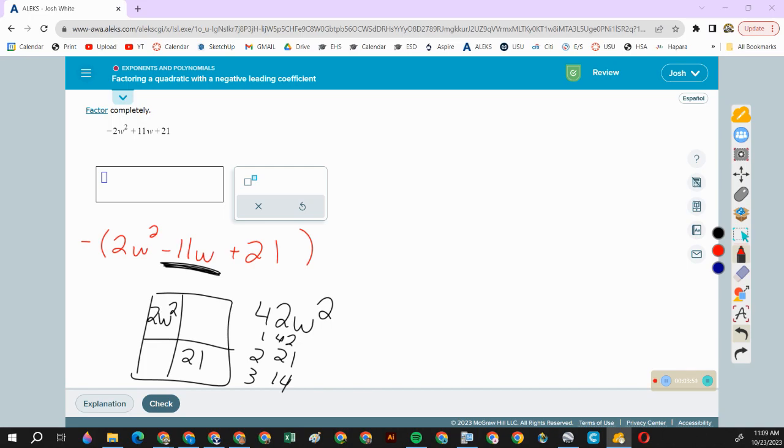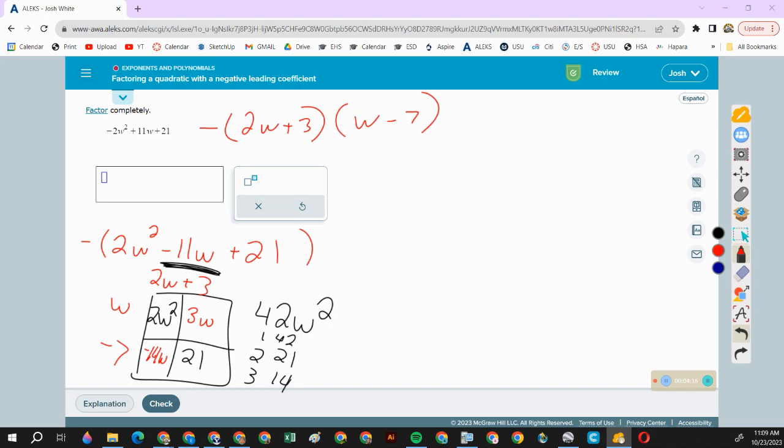So it would be 3w and negative 14w. So the top row shares a w, and that gives me 2w plus 3. Pull out a 2w here. So the end result is negative 2w plus 3 and w minus 7.